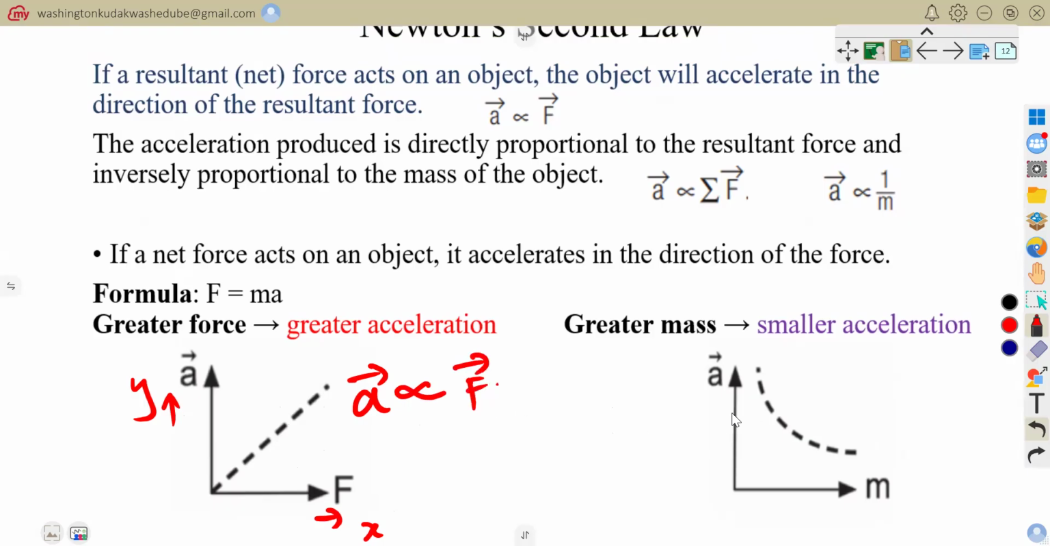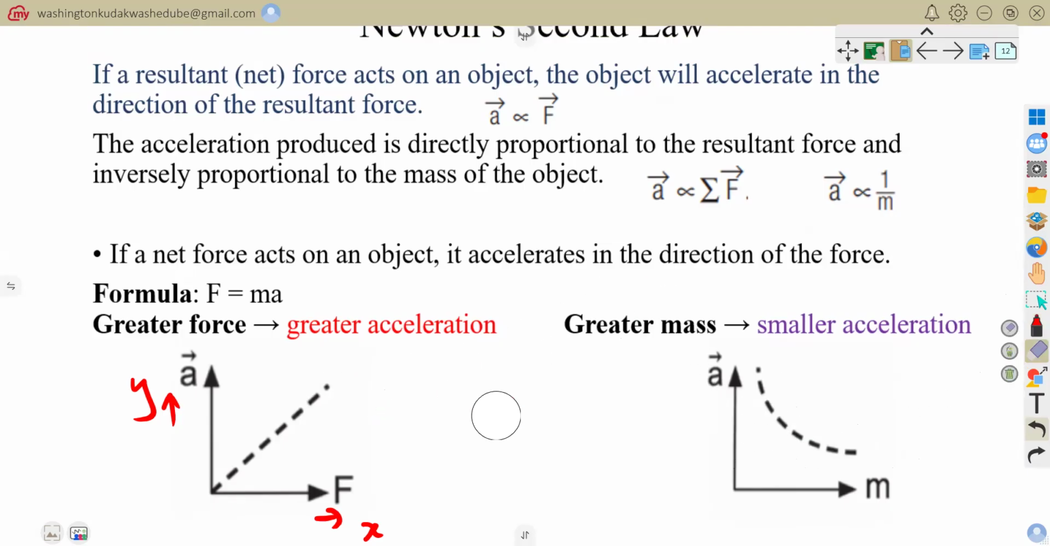So we have a straight line graph, which represents that acceleration is directly proportional to the force applied. And then when we have our acceleration on the y-axis and the mass of the object on the x-axis, we can see that as the mass of the object increases, as it becomes greater, our acceleration is decreasing. It is becoming small, which simply means that as the mass of the object increases, the acceleration of the object becomes small.